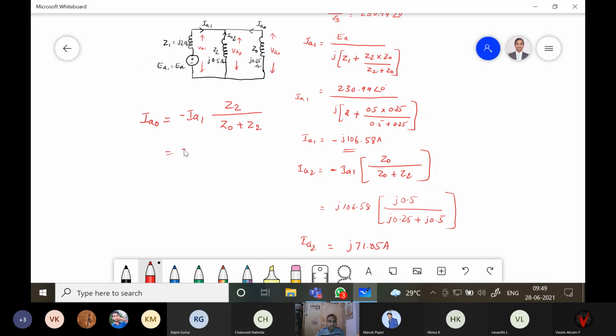Minus of minus j 6.58 into j0.25, sorry, here it is 0.25. Mistake is there. So it is j0.25 divided by j0.25 plus j0.5. Okay.